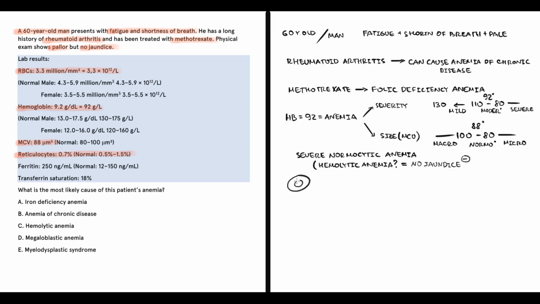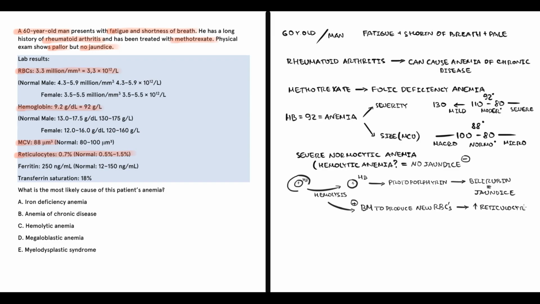So here we have a red blood cell, and within the red blood cell is hemoglobin. If hemolysis occurs, red blood cells release hemoglobin into the blood. Hemoglobin degrades into protoporphyrin, and protoporphyrin undergoes conversion to bilirubin, and an increase in bilirubin causes jaundice. Also, in response to hemolysis, bone marrow increases the production of new red blood cells, and an increase in red blood cell production we determine by an increase in reticulocytes, which are red blood cell precursors. In this case, jaundice is absent and reticulocytes are low.